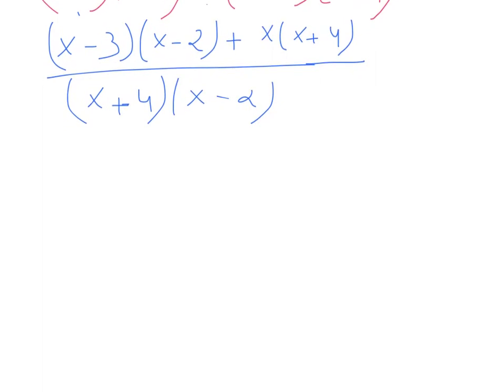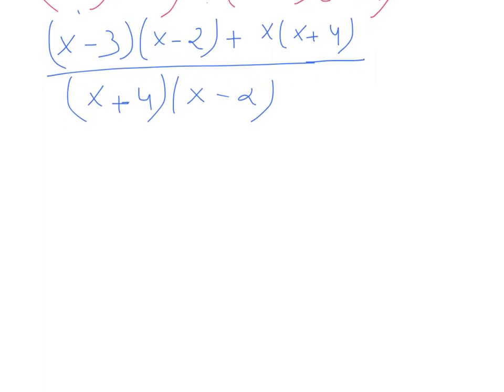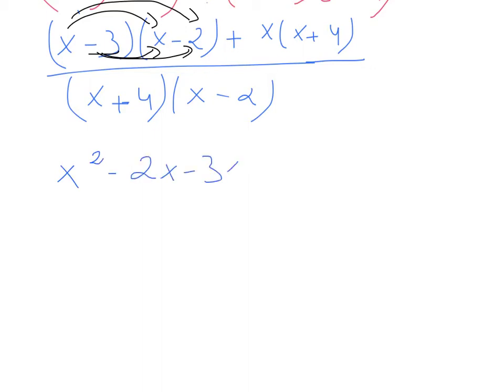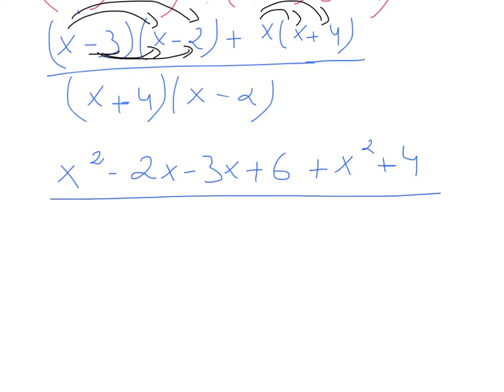Now let's move on here. We're going to use the distributive property: x times x and x times negative 2. And here we have negative 3 times x and negative 3 times negative 2. So the answer will be x squared minus 2x minus 3x plus 6 here. Okay? So here we have x squared plus 4x. We just use the distributive property. All right? And we're going to leave x plus 4 times x minus 2.